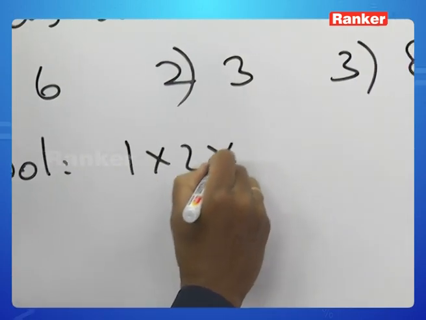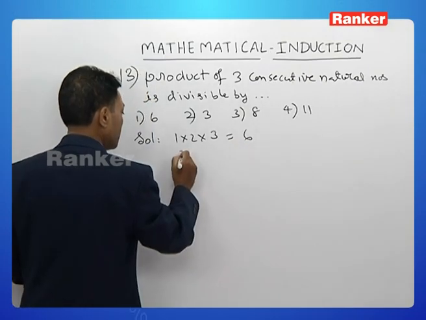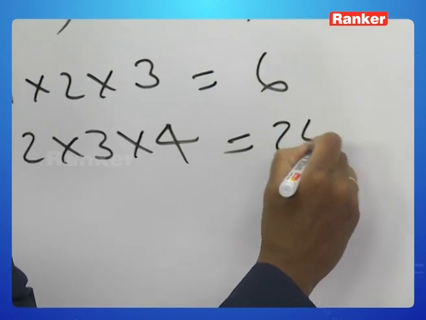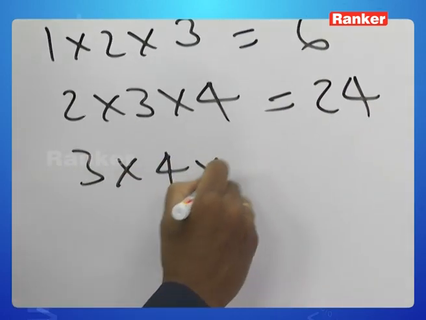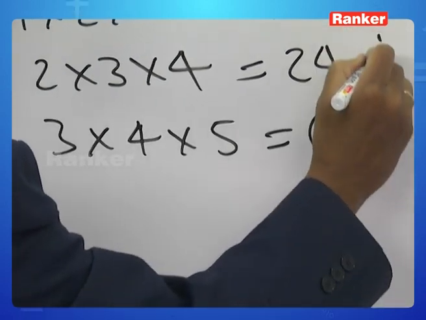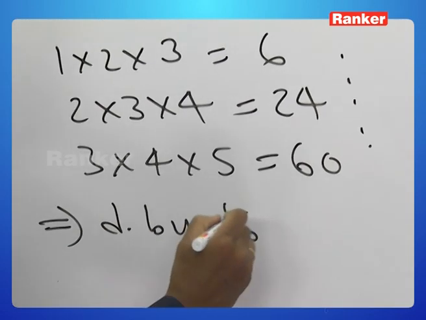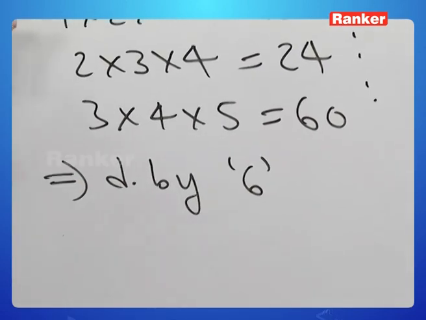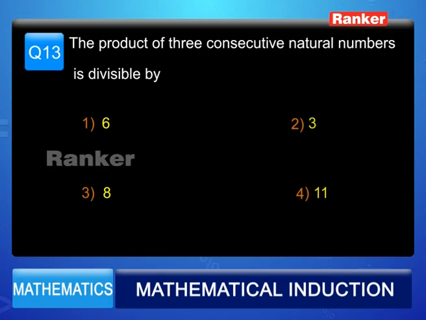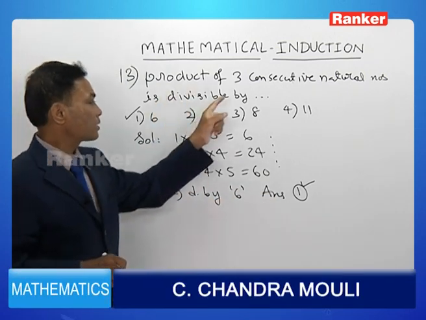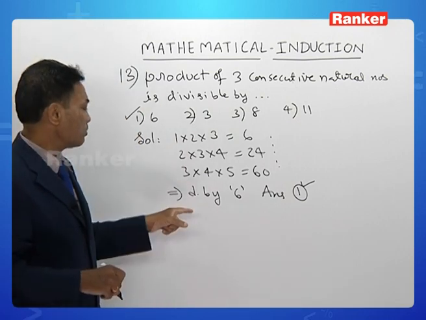Say starting with 1, 2, 3, 6. Then 2 into 3 into 4, that is 24. And 3 into 4 into 5, 60. So, what do we understand now here? Yeah, you are correct. So, divisible by 6. So, of course, when it is divisible by 6, it is divisible by 3 also. But here the answer is the first option. So, when it is a multiple of 6, it is already a multiple of 3. So, here the right answer is the first one, and the first option answer is 6. So, the product of any 3 consecutive natural numbers is divisible by 6.